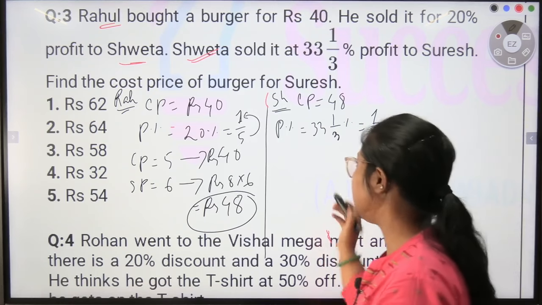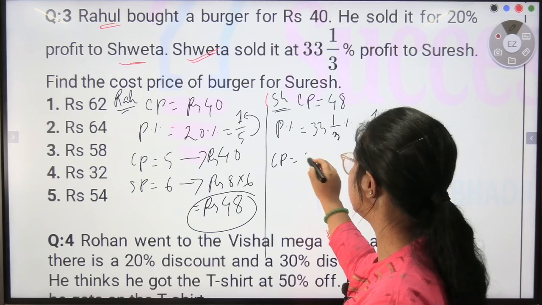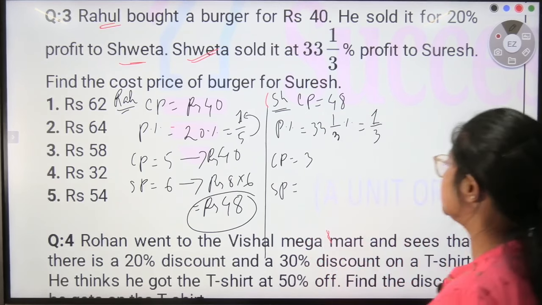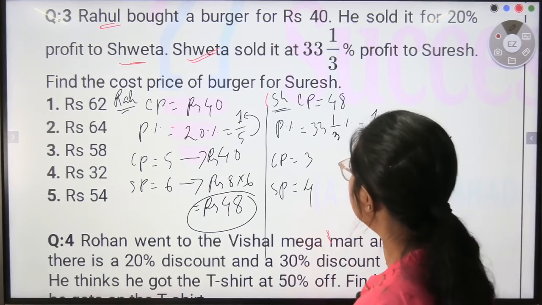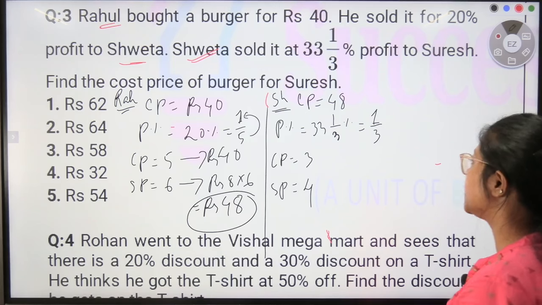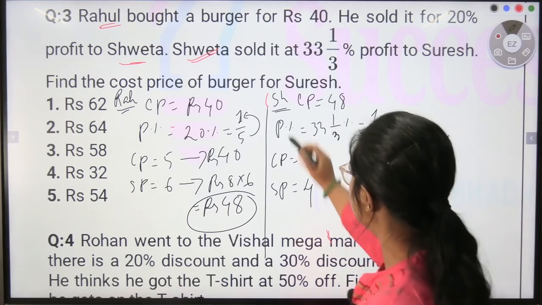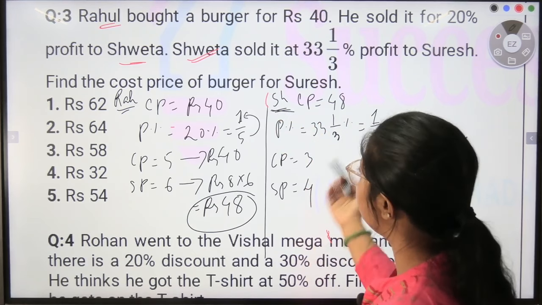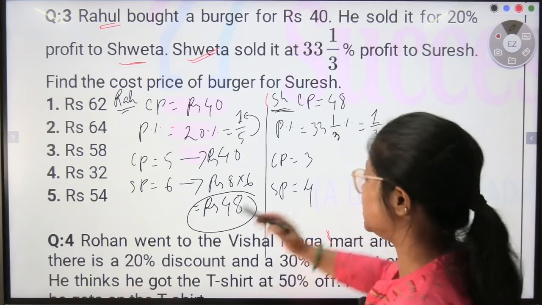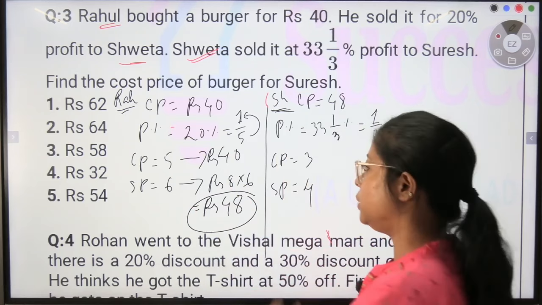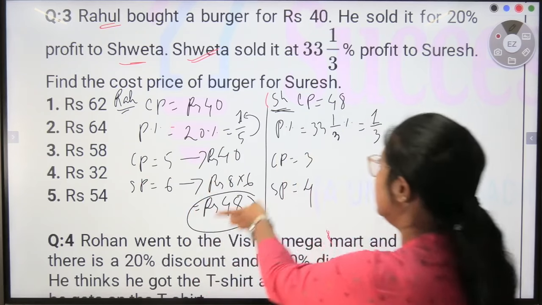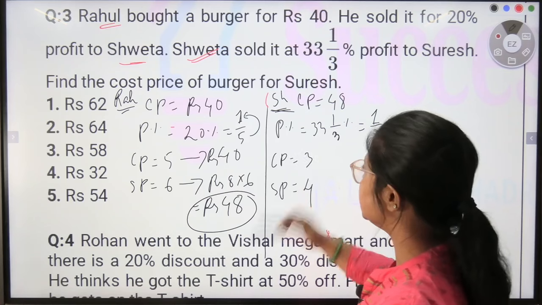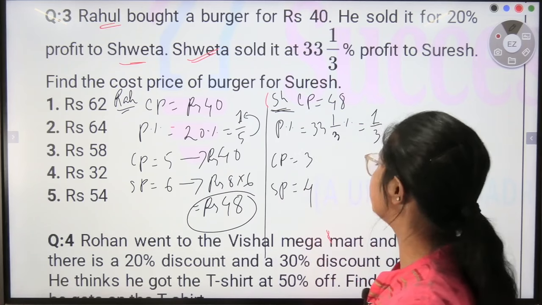If this is so, my CP ratio would be 3. Then my SP would be 3 plus 1, which gives 4. So my SP ratio must be 4. Now you already know the value of CP for Shweta. What was my CP for Shweta? My CP for Shweta was the SP for Rahul, because Shweta has purchased it from Rahul at rupees 48.